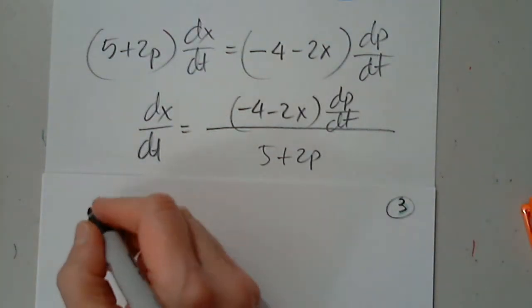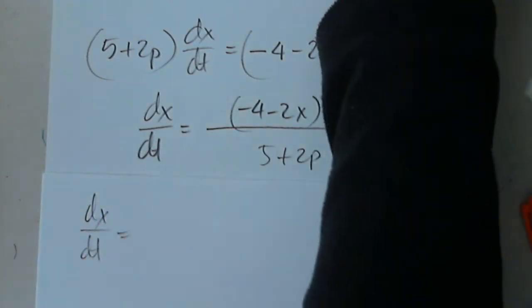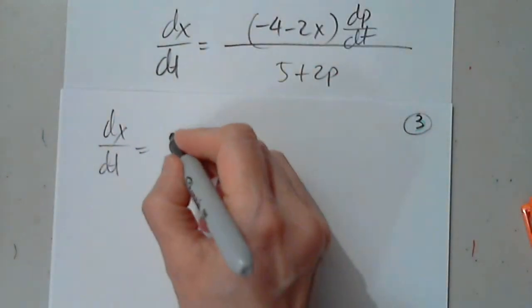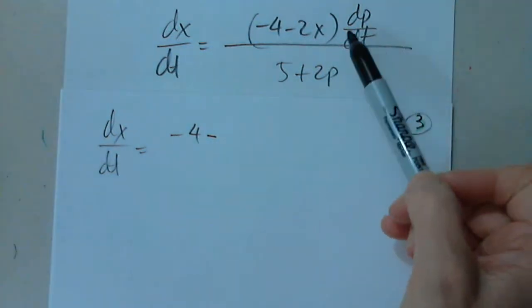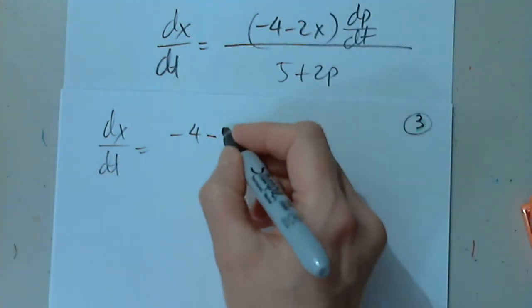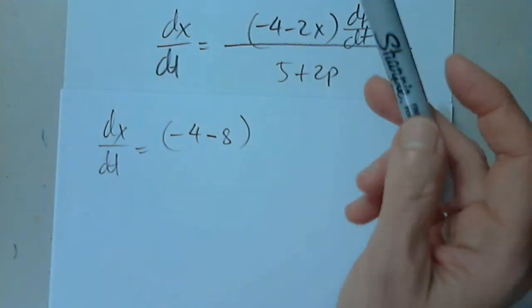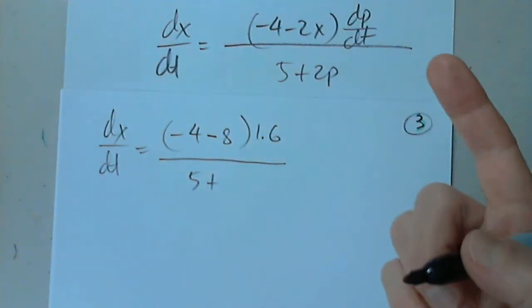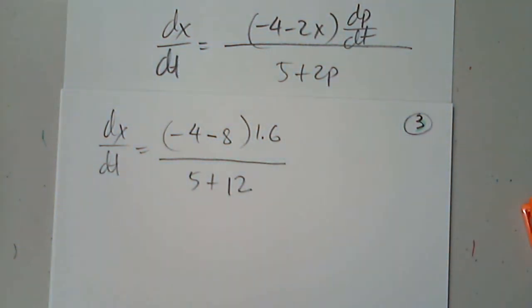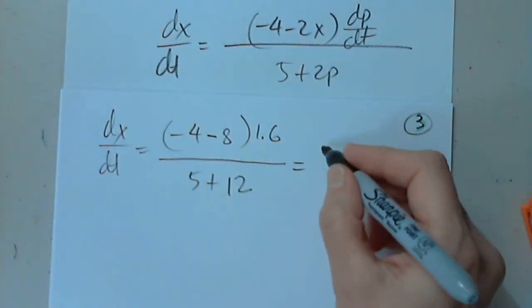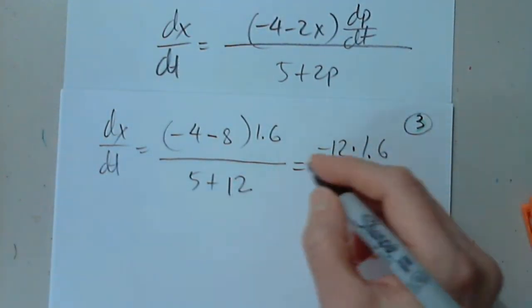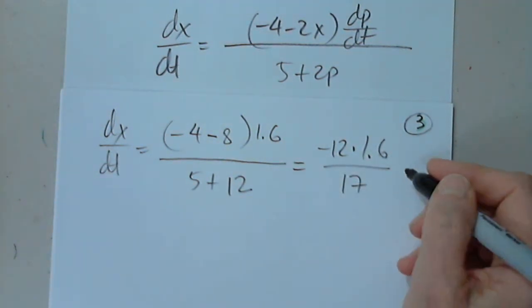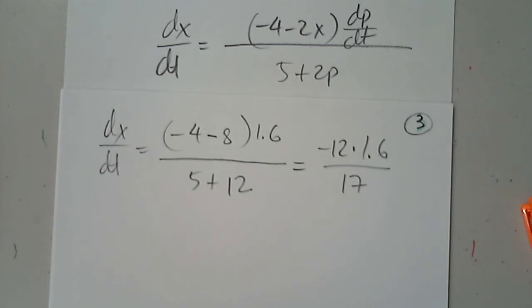Okay, so dx over dt will be -4 minus, so x is given to us as 4 minus 8, dp over dt 1.6, everything divided by 5 plus 2 times p, which is 12. So this is -12 times 1.6 divided by 17. I don't know how they want the answer. Let's read how they want the answer. Round to the nearest hundredth is needed.